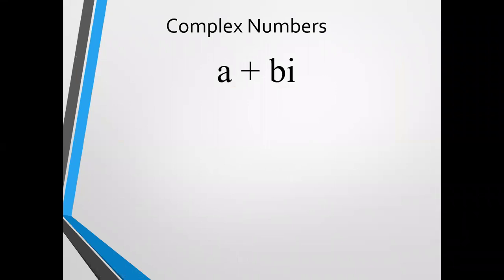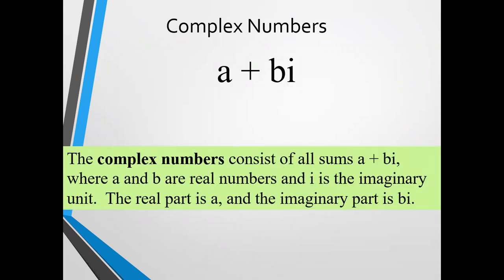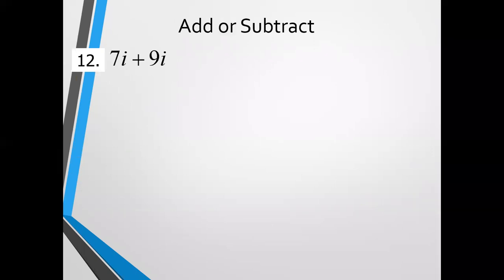So we define a complex number as a plus bi, where the bi is the imaginary part and the a is the real part. So the complex numbers consist of all sums a plus bi. a can be any real number, b can be any real number, where a and b are real numbers, and i is the imaginary unit. So the real part is a and the imaginary part is bi. So you can see.